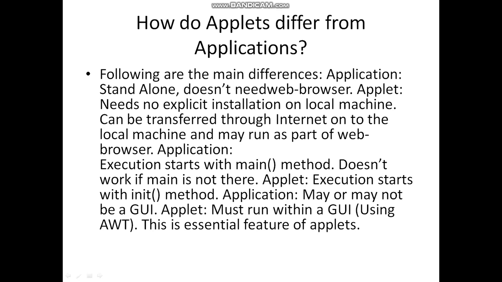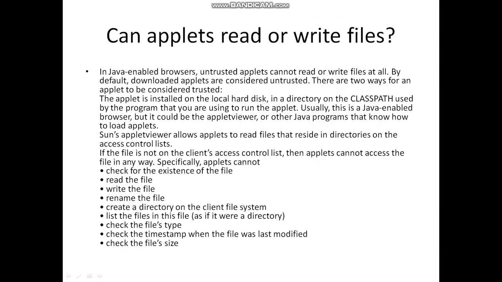How do applets differ from applications? Okay, so following are the main differences. An application is standalone and doesn't need a web browser, but an applet needs no explicit installation on the local machine, can be transferred through the internet onto the local machine, and may run as part of a web page. Application execution starts with the main method and does not work if main is not there. Applet execution starts with the init method. An application may or may not use the GUI, but an applet always runs on a GUI.